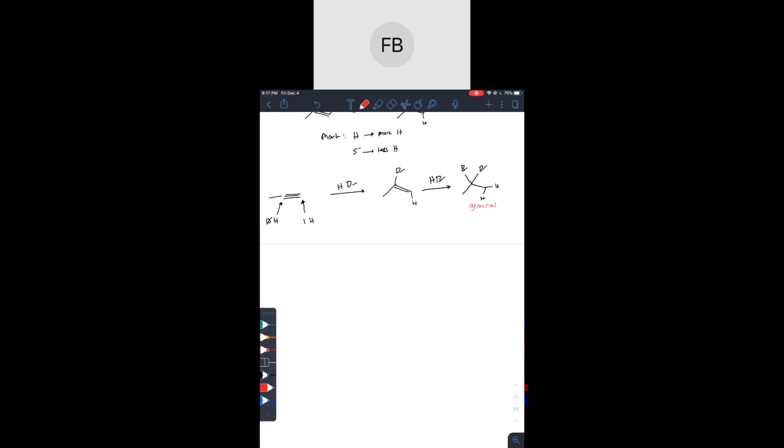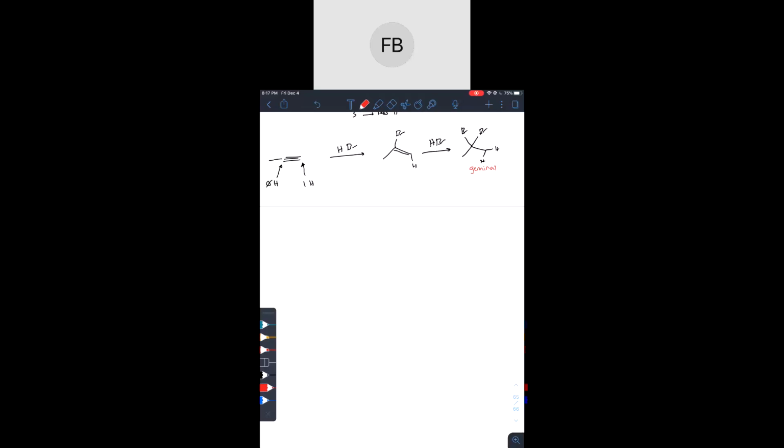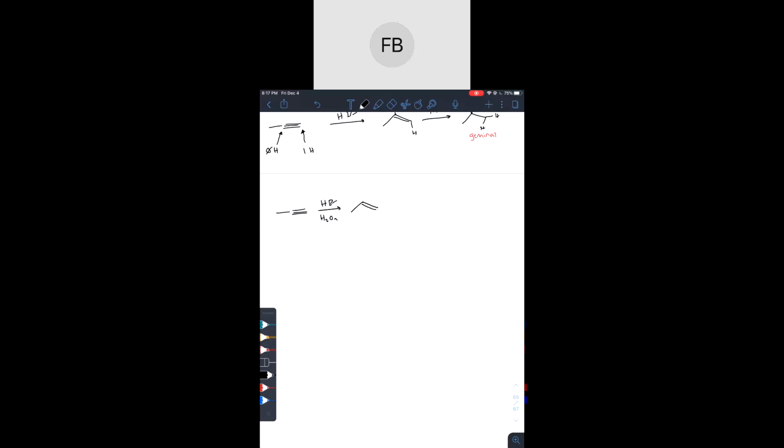So my tip in general is that anti-Markovnikov produces vicinal and Markovnikov produces geminal. Wait, let's do another example. Let's do anti-Markovnikov now. So triple bond, HBr, H2O2, and then what's going to happen is that it's going to form a double bond, but the bromine went to the place with the most hydrogens, and the hydrogen went to the other one. One more time.